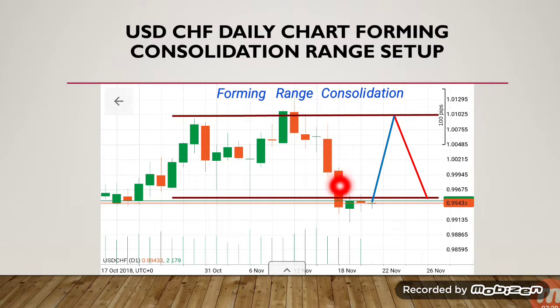Recent bearish movement has been completed. So assuming that the market is going to be forming this consolidation, it's going to be rallying at this area here and indicating a move that takes us up towards this resistance boundary.